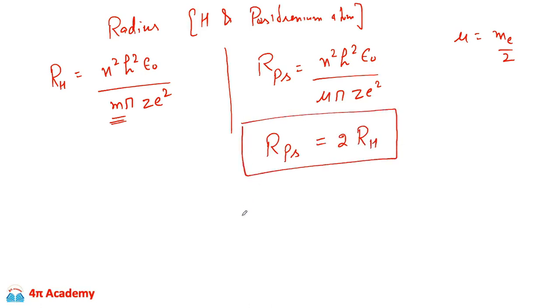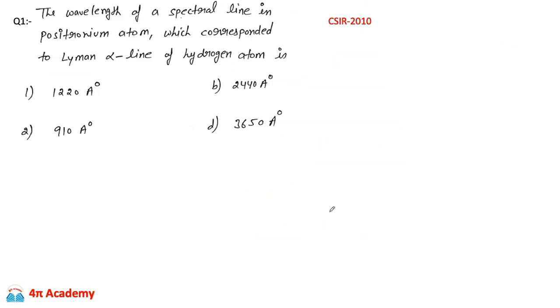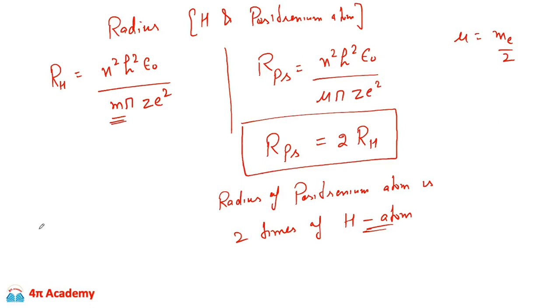So what does it mean? The radius of the positronium atom is 2 times the radius of the hydrogen atom. Similarly you can calculate or compare the value of the Rydberg constants.